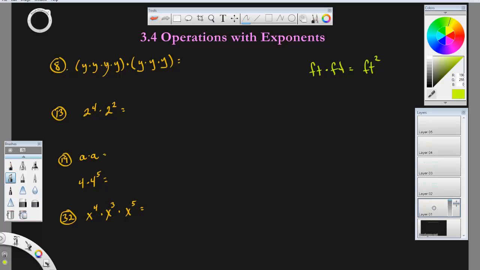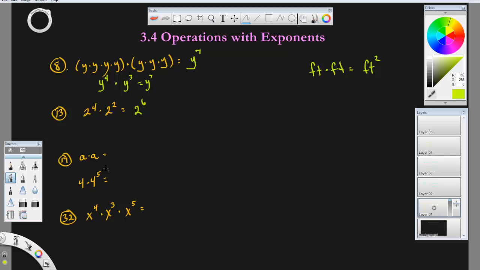Well, what happens if we have it times the same thing 7 times? You're going to get y to the 7th power, because this is actually equal to y to the 4th times y to the 3rd, which is y to the 7th. And you'll see that you add the exponents together: 4 plus 3 is 7. Here, we're going to leave all these in exponent form. So 2 to the 4th times 2 to the 2nd would be 2 to the 6th. Don't worry about trying to simplify that on these exercises that are numbered 8, 13, 19, or 32 here.